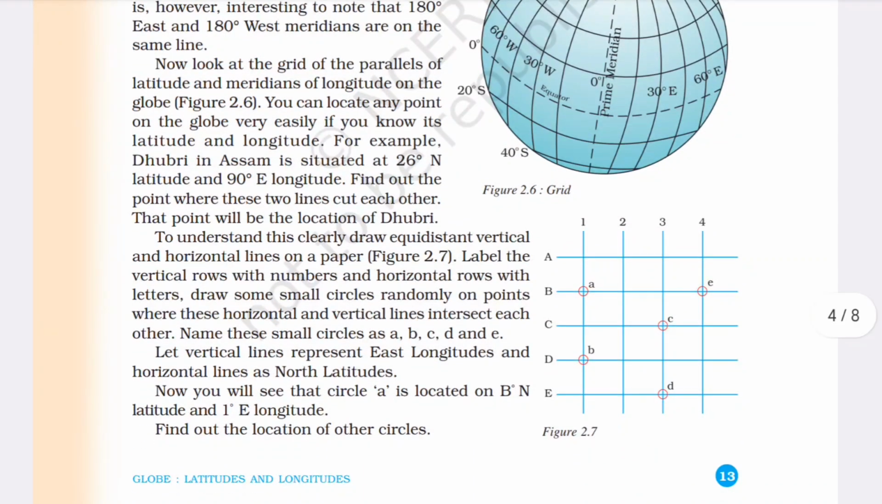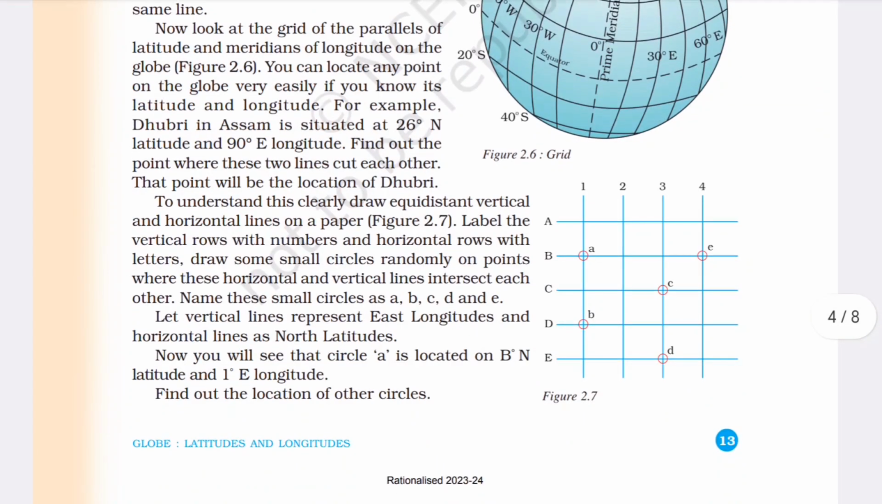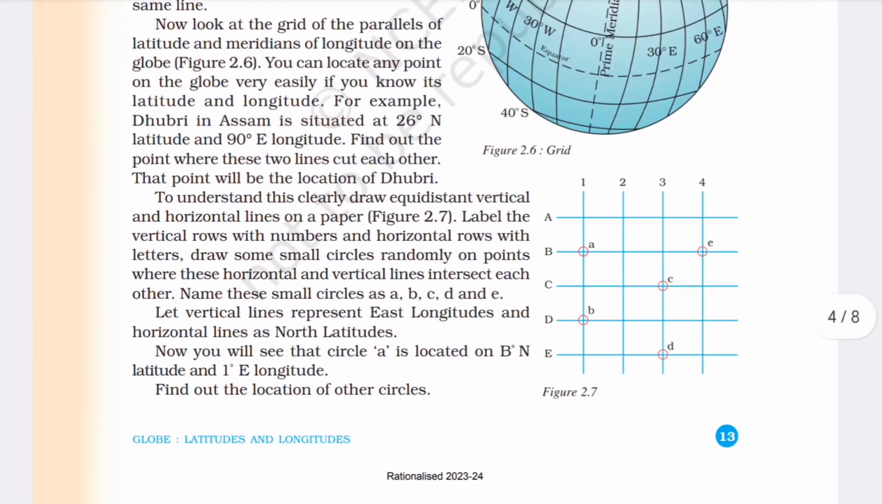Now look at the grid of parallels of latitude and meridians of longitude on the globe. You can locate any point on the globe very easily if you know its latitude and longitude. For example, Dhubri in Assam is situated at 26 degrees north latitude and 90 degrees east longitude. The point where these two lines cut each other will be the location of Dhubri.